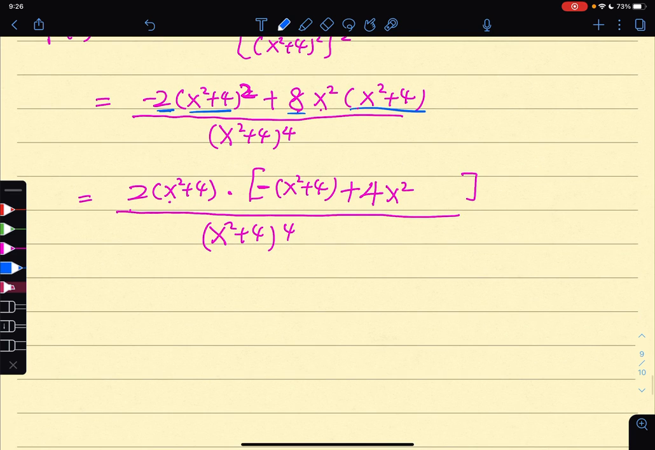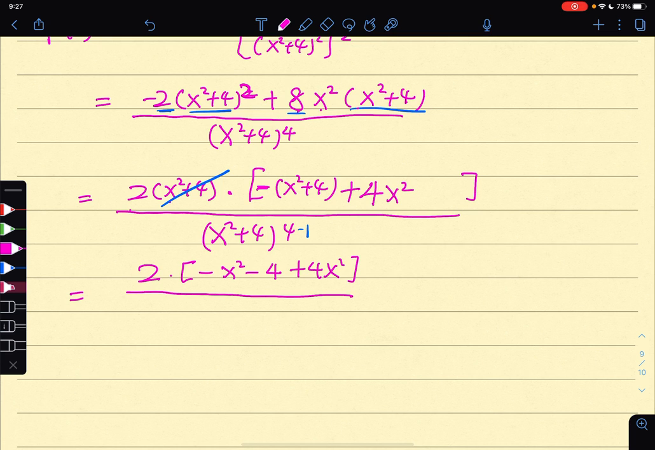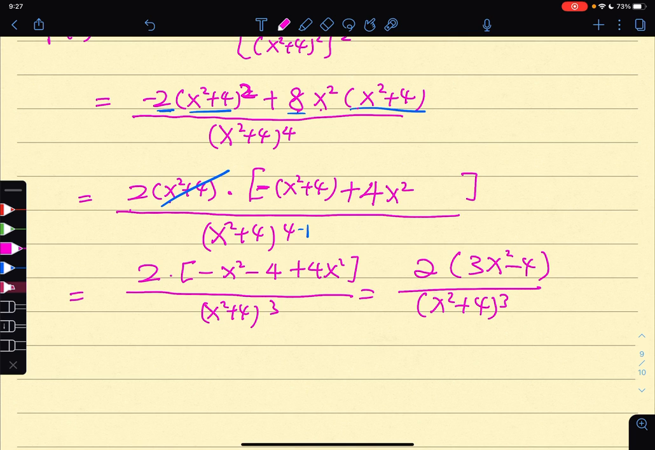You could simplify it because this is one thing, so you have minus 1 here. So you end up with twice of negative x squared minus 4, minus plus is minus, plus 4x squared, divided by x squared plus 4 cubed. So it's twice of 3x squared minus 4 divided by x squared plus 4 cubed. So this is my second derivative.